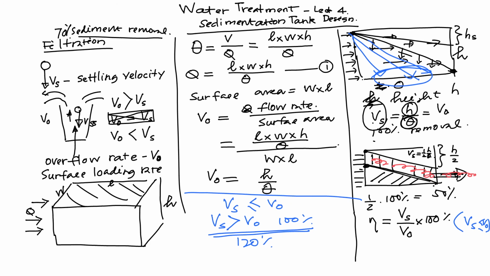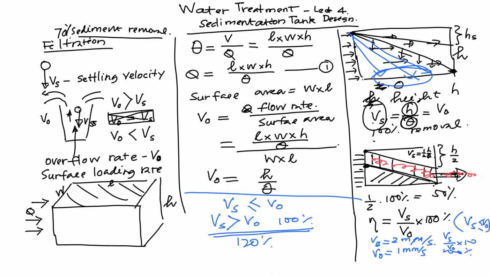You can't just apply this formula straight away. If I tell you Vs, the particle is settling at, I don't know, 2 millimeter per second, and your overflow rate is 1 millimeter per second, then Vs over V naught times 100 is going to be 200%. You can't have 200% removal. You will have 100% removal. That's the maximum. I hope you understand what I wanted to tell you.